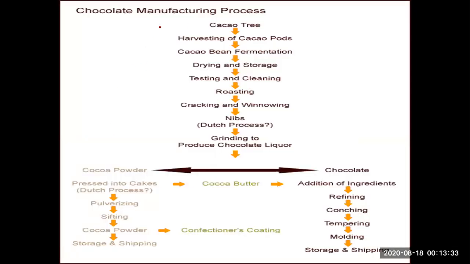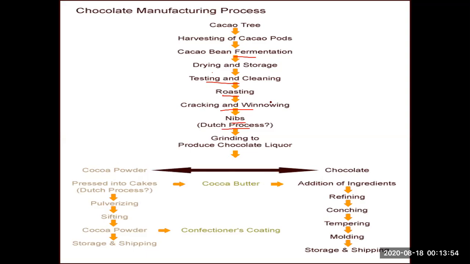So it's our manufacturing process flowchart. If you go from the first one, that is the cocoa tree, then harvesting of cocoa pods, then we ferment, then drying and testing and cleaning, then the roasting stage, after that cracking and winnowing, and then nibs. There is a process called the Dutch process. It's not a tough thing.